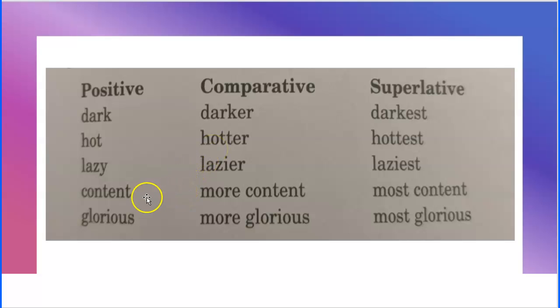Now, sometimes there is not an ER and EST, like for content. Or actually, let's use glorious. I like that one better. We would not say gloriouser or gloriousest. It's just too much. And so somebody early on decided that more and most would go with those words instead of adding ER and EST and making it very awkward to say. Same thing with content. Contenter or contentest. Those would just not make sense. That's where we add the words more and most.